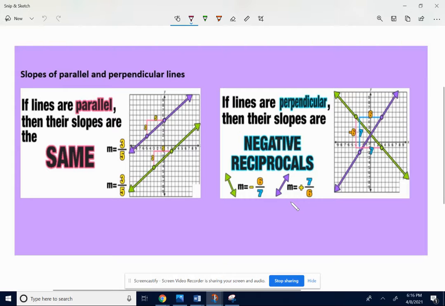Every time you have perpendicular lines, two things are going to happen. The sign's going to change, so you could say one is the negative of the other. And the second thing that's always going to happen is they're going to flip. See, 6/7 flipped over to 7/6. It just always happens. When you have perpendicular lines, their slopes are negatives, signs changed, and reciprocals flipped. They're negative reciprocals. Let's look at some examples.